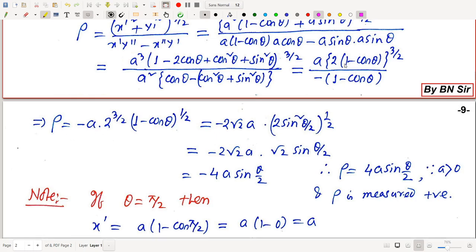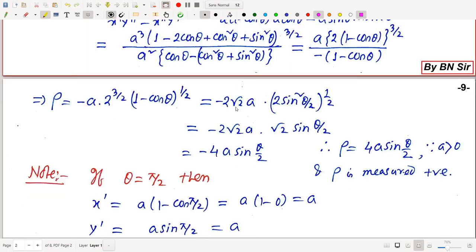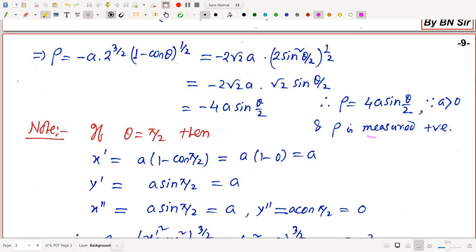So rho becomes this: a cube and a square cancel, we get a here only, and 2 to the power 3 by 2, and 1 minus cos theta to the power 3 by 2 over 1 minus cos theta. If we use the law of indices, it is 3 by 2 minus 1, which means only half. So 2 to the power 3 by 2 is 2 root 2, so minus 2 root 2 a, and 1 minus cos theta is 2 sin square theta by 2, to the power half, which is root 2 sin theta by 2. So finally minus 4a sin theta by 2, but rho is measured positive, that's why we omit this minus sign. It is 4a sin theta by 2, since a is also positive for a parabola. So this is the answer.